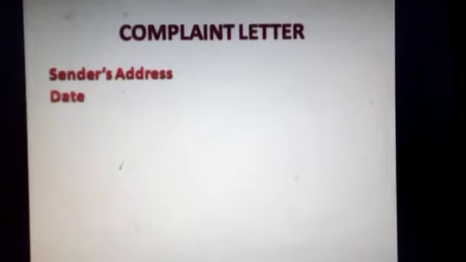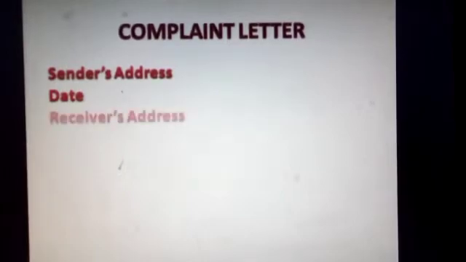And next comes your date. That is, the sender's address is followed by the date just below it. And this is the date on which the letter is being written. So it should be written in expanded form only. That is, 2nd December 2019 or 4th July 2020, etc.